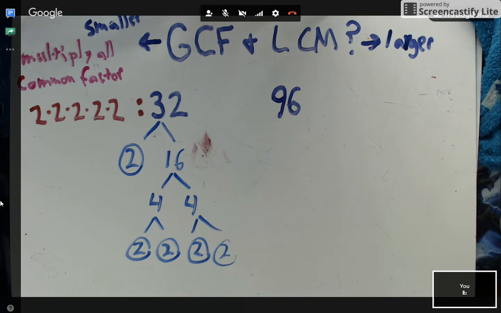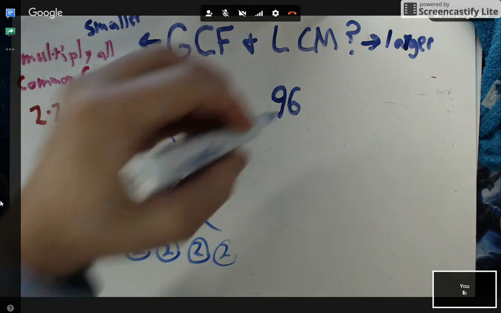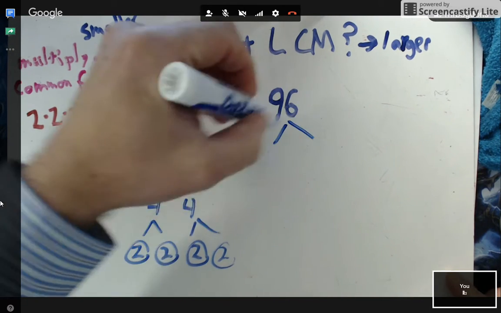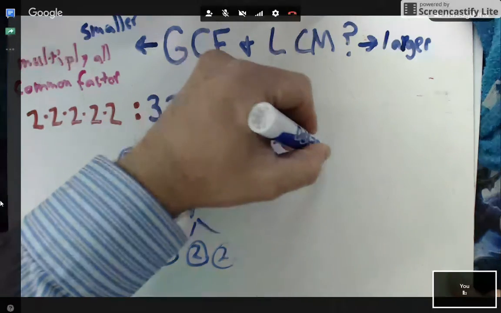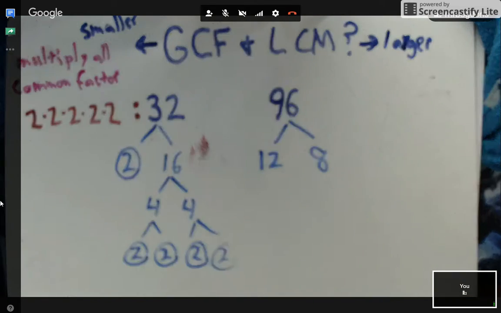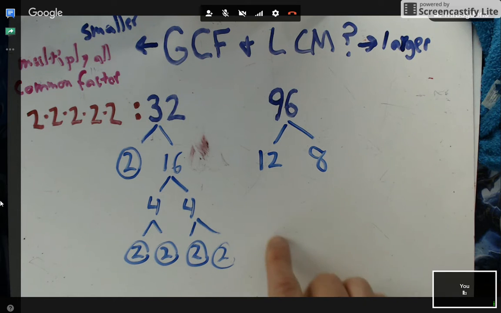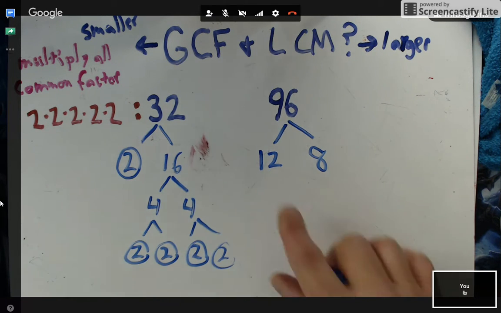All right, 96. What are some factors? What are some numbers I can multiply by each other to equal 96? Jakai? You said 12 times 8. Very, very good. Excellent use of multiplication tables. What are some factors of 12, Ray? Do you know? Yeah, 6 times 2.